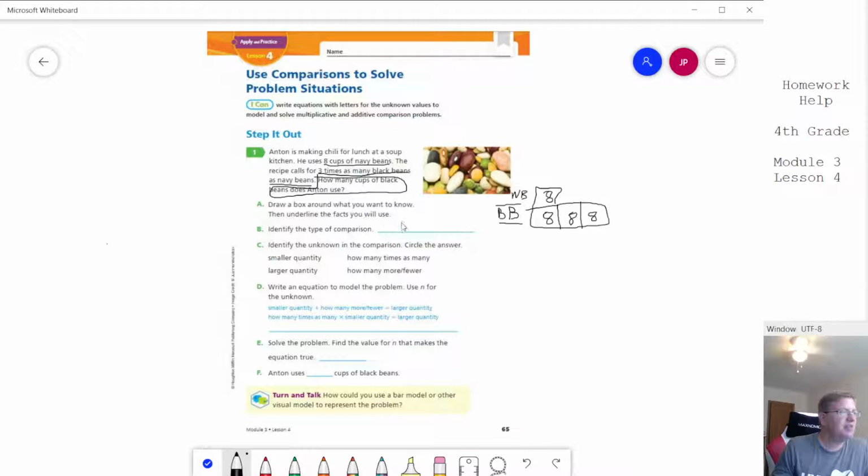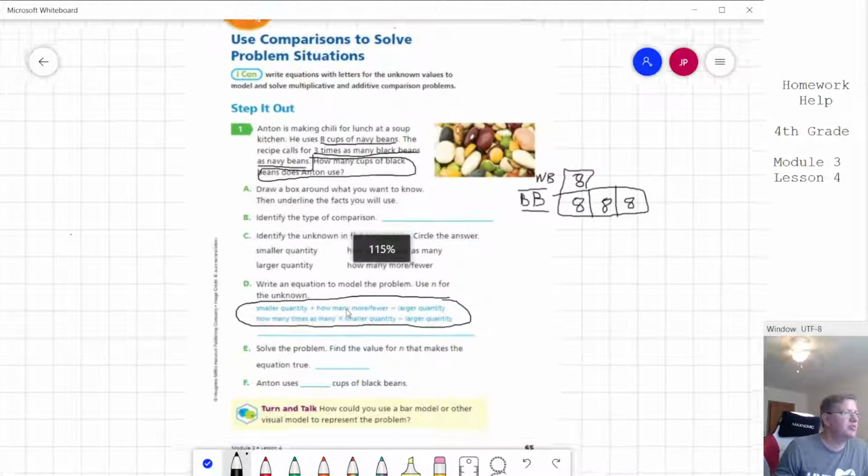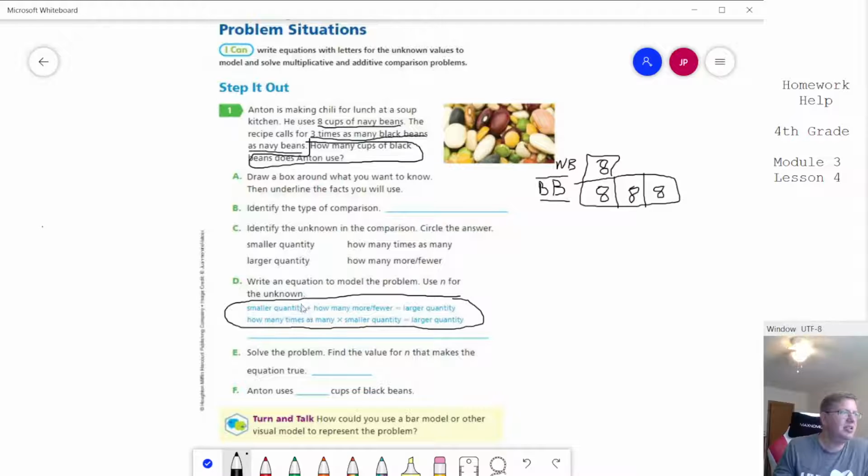Identify the type of comparison. We are going to do multiplication. I'm not going to take the time to try to write that in. Identify the unknown. So we get a couple hints down here. So if a student isn't sure exactly on what to do, here are the things that we are going to look for. So a smaller quantity, and if we see the words how many more or how many fewer, we are going to add to get to the larger quantity.